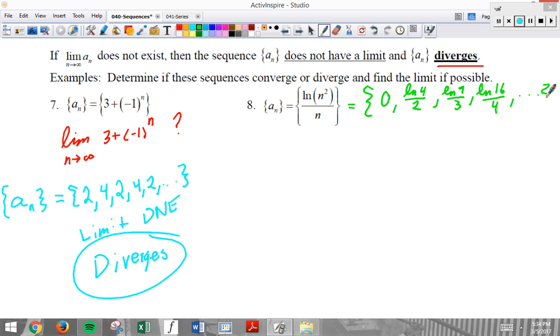I'll take this time to say, on the AP test, a lot of the time, they will say, write the first 4 terms and the general term. Now, they won't do that so much here for sequences, but you got to get used to hearing that for series over and over and over again. So that's not helpful.